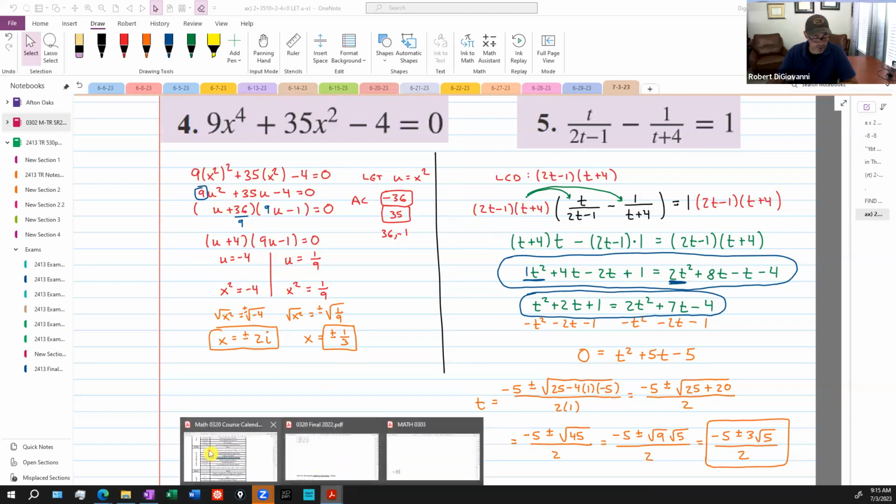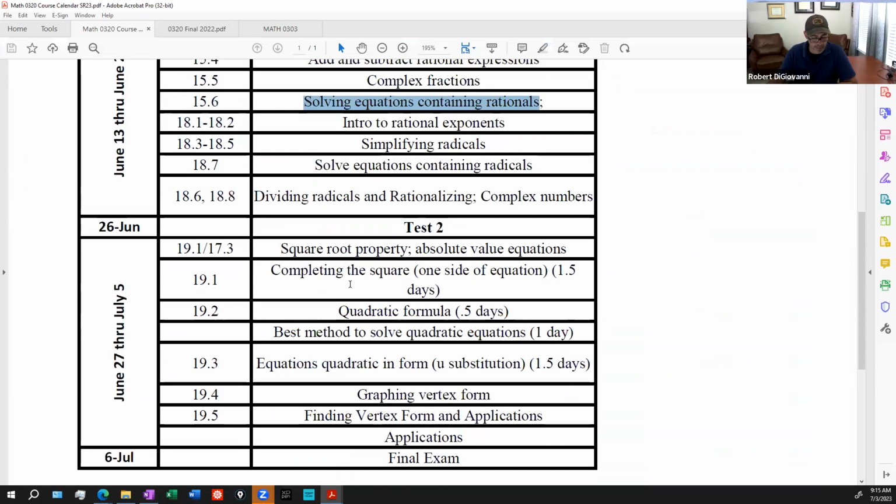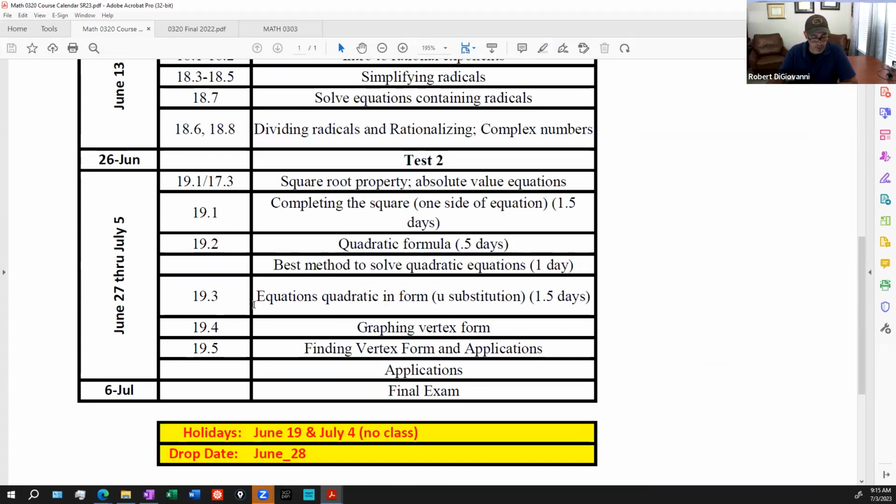So we are now officially done with equations in quadratic form, right? And doing U substitution. So we're going to move on to graphing now. So we're really going to be shifting gears here in terms of what we're trying to achieve. We're now going to look at how we graph quadratics, all right? So instead of looking at an equation we're trying to solve, we're going to be looking at a function that is defined to be a quadratic function. And then just look at what the graphs of these look like.